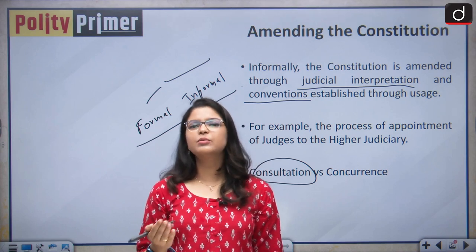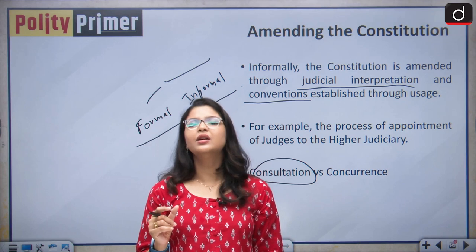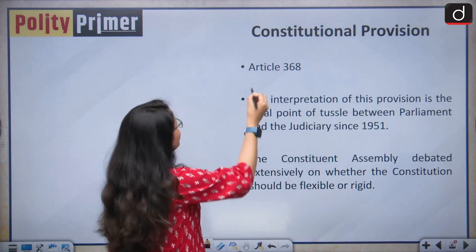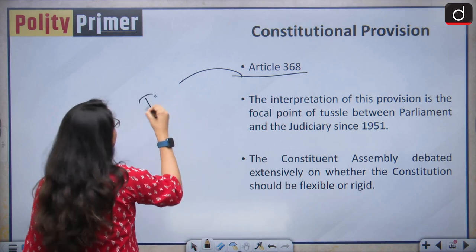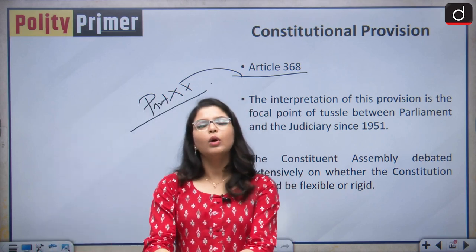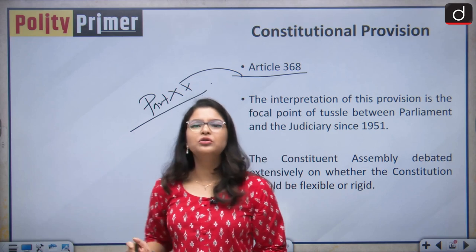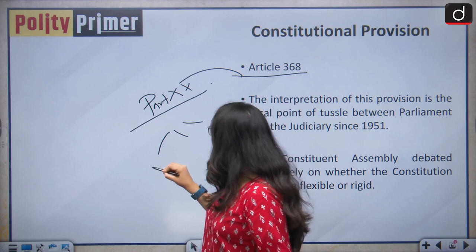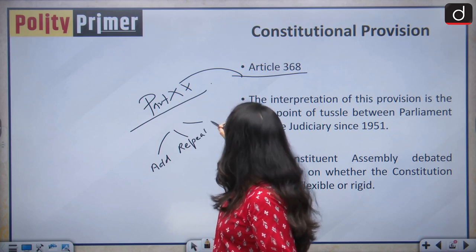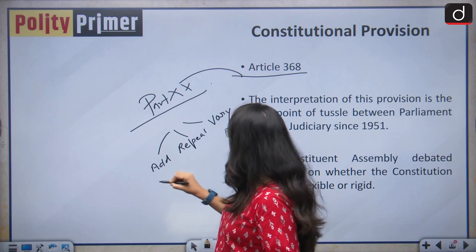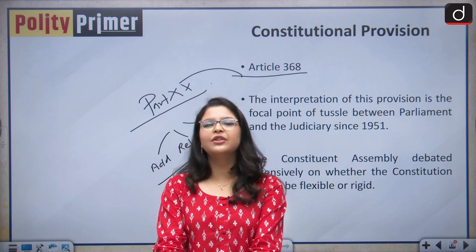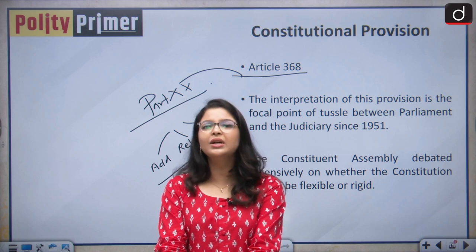Now let us see the constitutional provision in this regard, and where the amending power of the Parliament has been given in the Constitution. Article 368, which is mentioned in Part 20 of our Indian Constitution, gives the power to the Parliament to amend the Constitution. It states three things: that the Parliament can either add provisions, repeal provisions, or vary the provisions of our Indian Constitution. The amending power has been specifically given by our Indian Constitution under Article 368 to the Parliament.